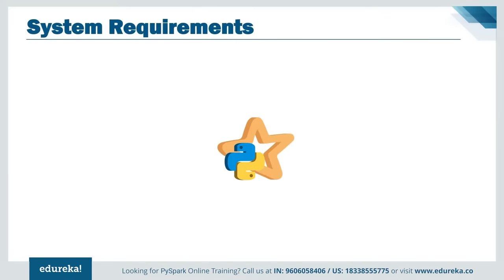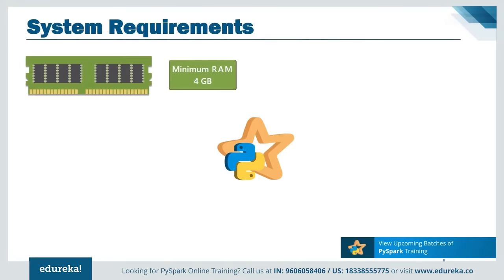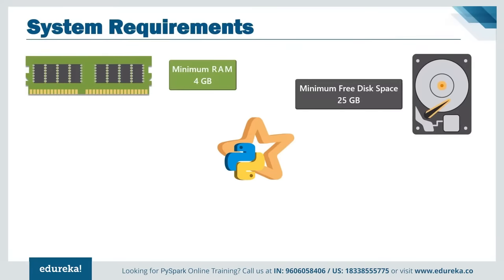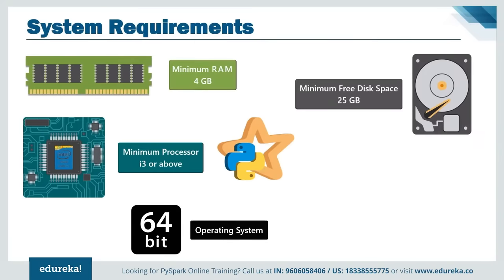So guys, looking at the system requirements, here I'll be explaining the minimum system requirements. The minimum RAM required is around 4 GB, but it is advised to use an 8 GB RAM system. The minimum free disk space should be at least 25 GB. The minimum processor should be i3 or above to have a smooth programming experience. And most of all, the system should have a 64-bit operating system.